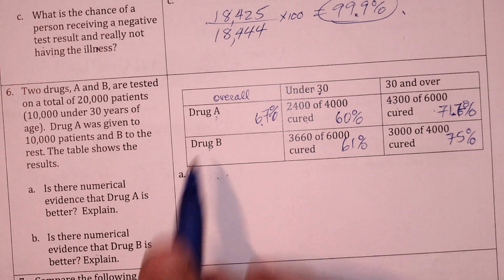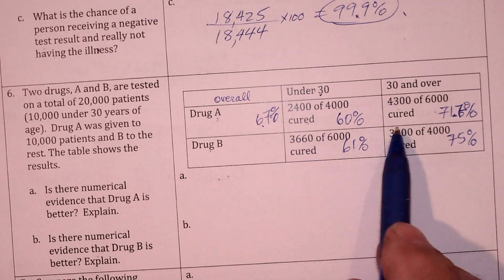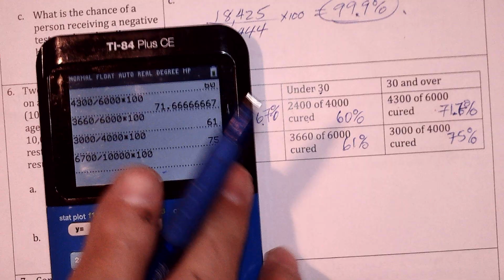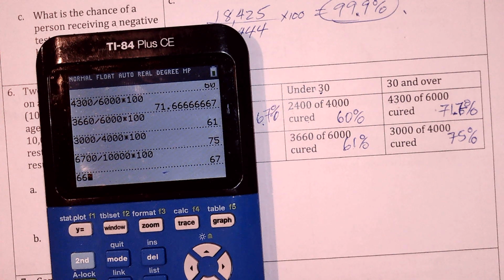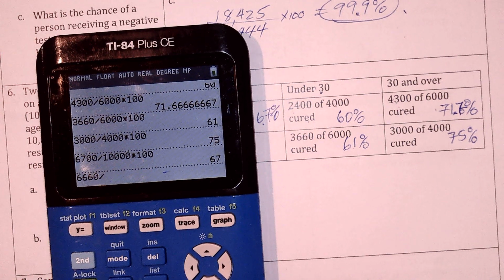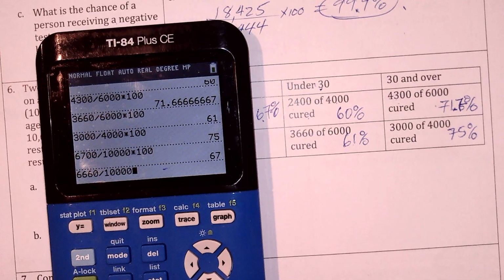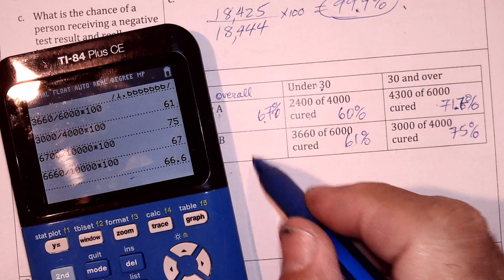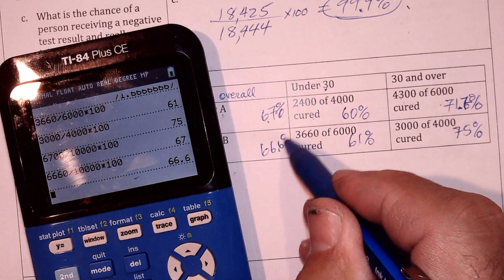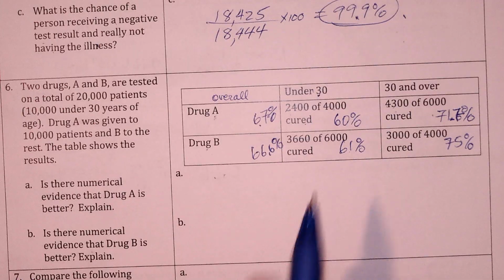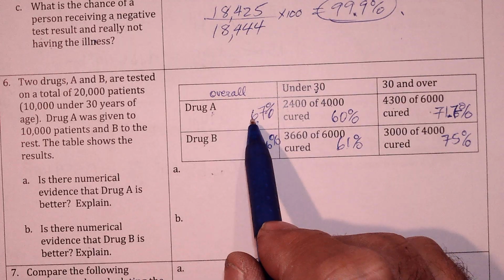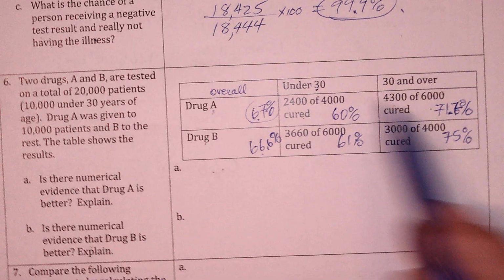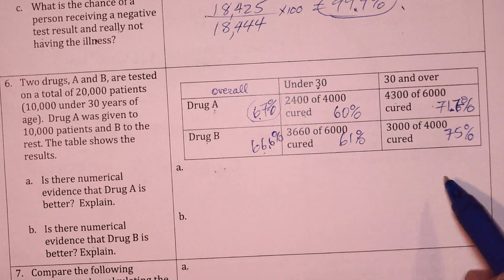Let's see what drug B does overall. So that's 6,660 out of 10,000. 6,660 divided by 10,000 times 100 to make it a percent, and that's 66.6%. Ooh. A's better overall than B, but not better for the under 30 and not better for the over 30.